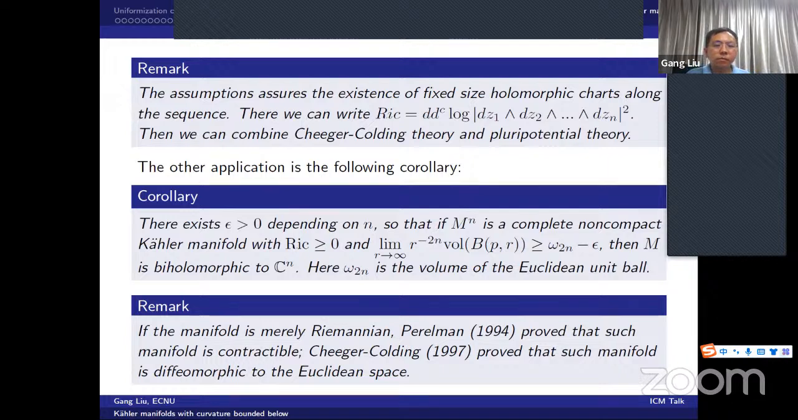Remark: if the manifold is merely Riemannian, Perelman proved that the manifold is contractible. Cheeger-Colding proved that such a manifold is diffeomorphic to Euclidean space. So basically, we assume a stronger Kähler assumption, and we obtain a stronger result.